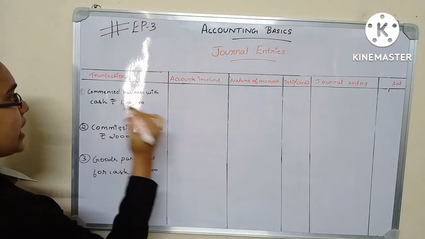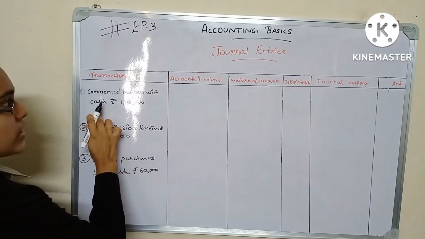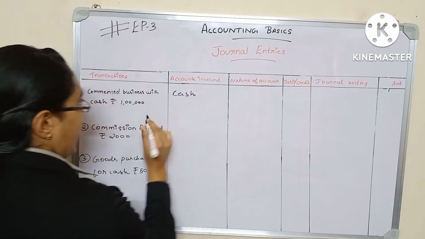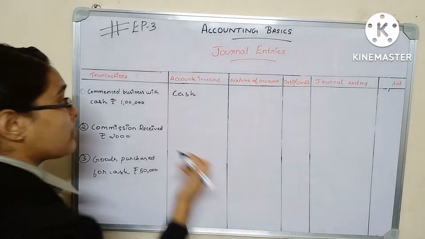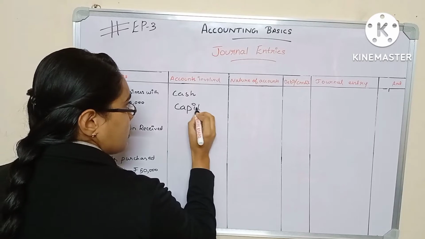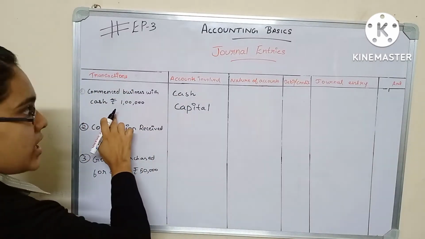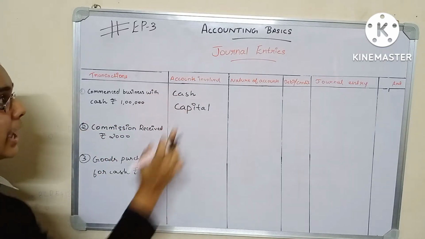Commenced business with cash. Which are the types of accounts involved here? First one is cash, and the next one, commenced business. Commenced business, you can write it as capital. So these two are the accounts involved in this transaction. Accounts involved: cash and capital.